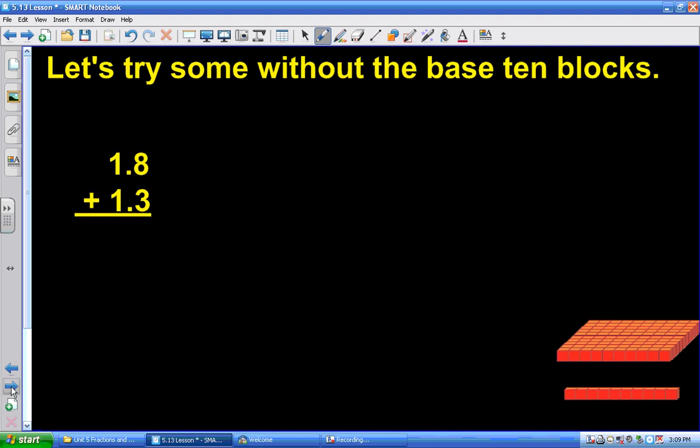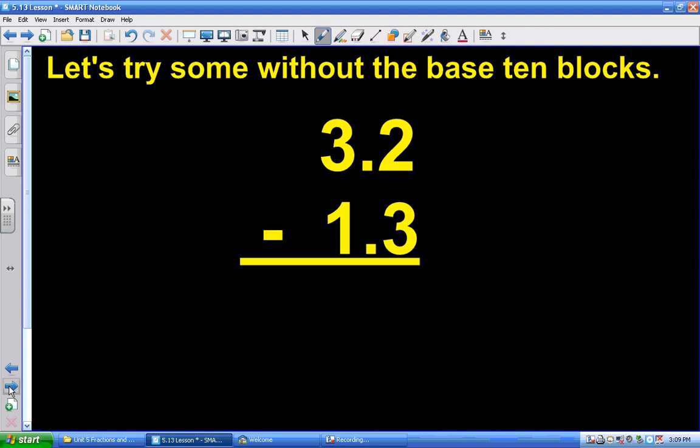Now it's time to do it without the box. Yeah, that was a good part. Here we go. So now, 3.2, take away 1.3. Okay, Sydney, what do I do? Can't take 3 away 2. Yes. So I have to borrow. So that becomes 2. This becomes 12. And then 12 take away 3 is 9. 9. Good. Put the decimal down. And then 2 take away 1 is 1. Good. You did a good job.